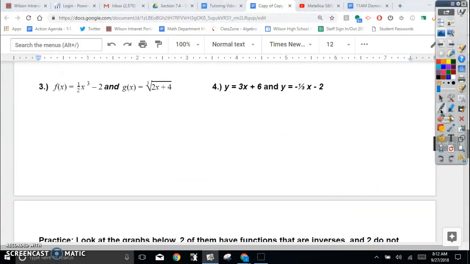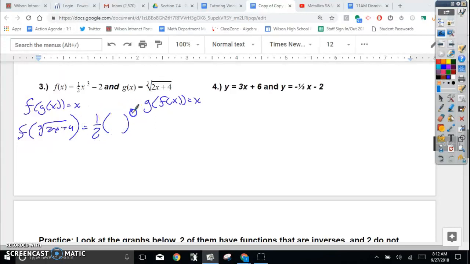All right, so I'll do f of g of x here, and here I'll do g of f of x. Let's start with this one. So I put in the cube root of 2x plus 4. This is a half blank cubed minus 2. This would be the cube root of 2x plus 4. The cube and the cube root cancel out. Now I have a half times 2x plus 4 minus 2. Distribute. What's half of 2x? 1x. What's half of 4? 2. So that's just x.